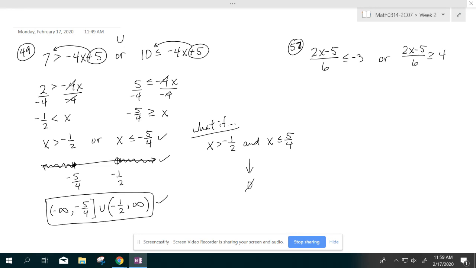Oh, and I'll give you a hint. You have to get rid of those fractions first. First thing you got to do is get rid of those fractions.